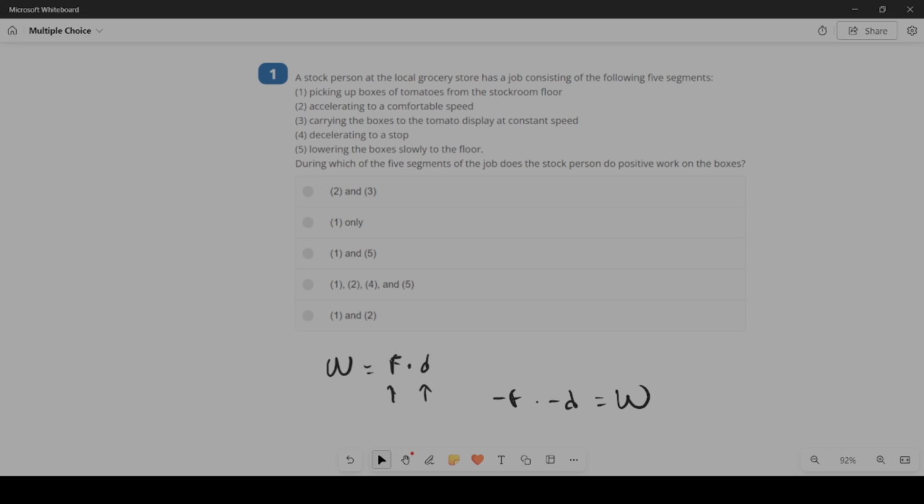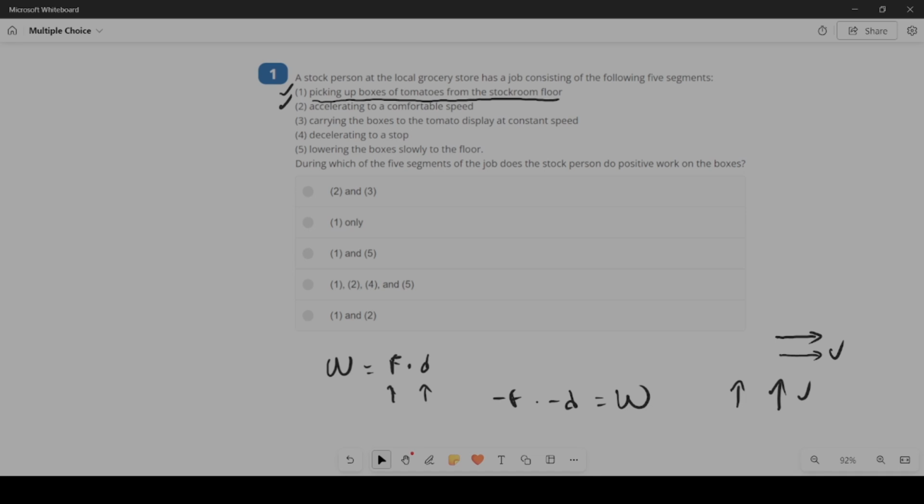Picking up the boxes of tomatoes from the stockroom floor. Well, the force that the guy is applying is up. And where are the boxes moving? Well, the boxes are moving up. Same direction, that means that this is positive work. Accelerating to a comfortable speed. So the guy is applying a force to accelerate, and the object is moving towards the direction where its acceleration is. Same direction. Perfect.